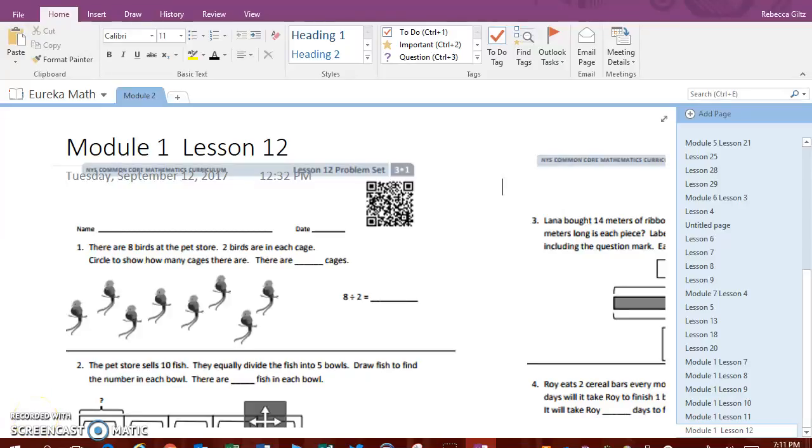This lesson is all about understanding the quotient, which is the number of groups or the number of objects in the group with units of 2. So remember, the quotient is the answer to a division problem, okay? So start to recognize that word because you're going to start seeing it more.